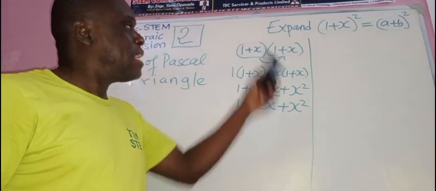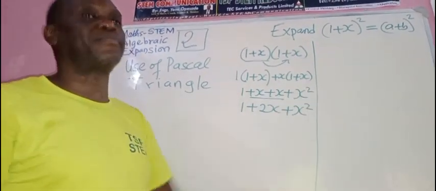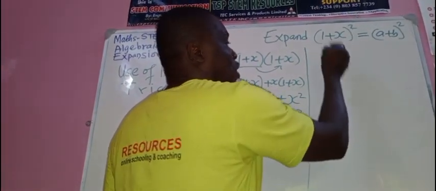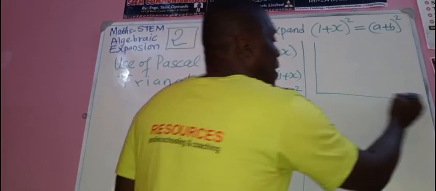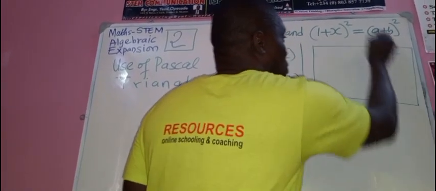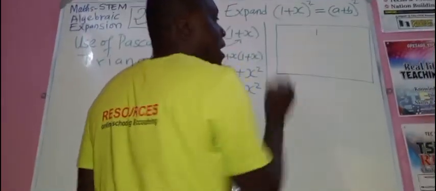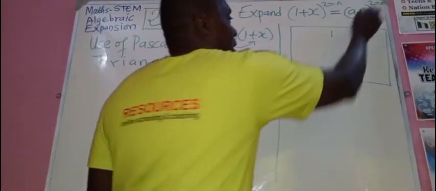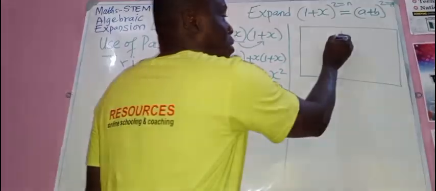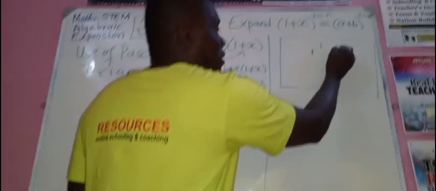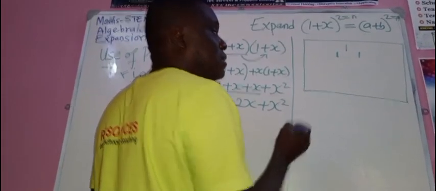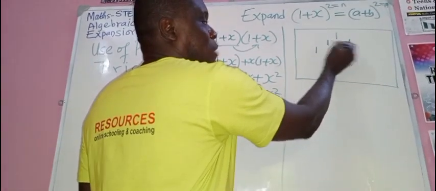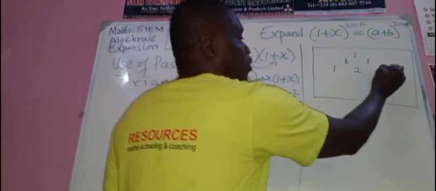Now let's use Pascal's triangle to solve this same problem. What is the highest exponent here? 2. So that means I will create my Pascal's triangle until I get to 2. The first one is 1 when n, this power, this exponent, is 0. Then the next one is 1 and 1 when n is 1. Then when n is 2, you start with 1. What do you do here? You add this together. What is 1 plus 1? 2. Then you end with 1.